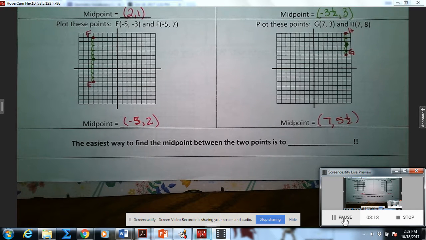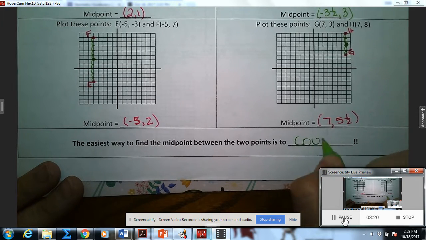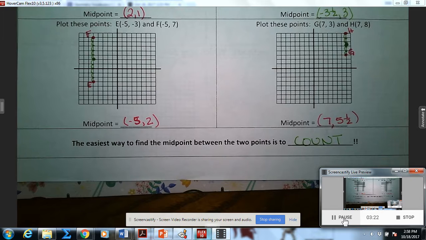So the easiest way to find the midpoint between 2 points when the lines are horizontal or vertical is to count. Don't make it any harder than it needs to be. Let's flip over.